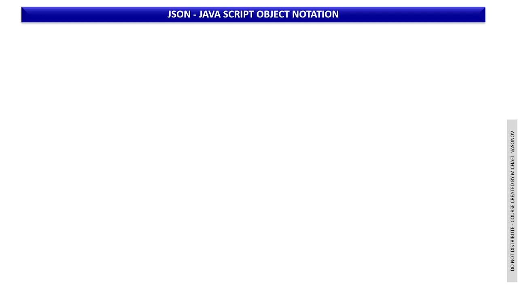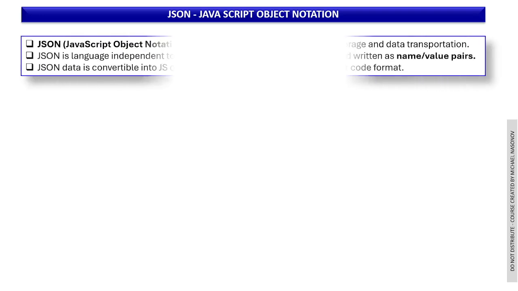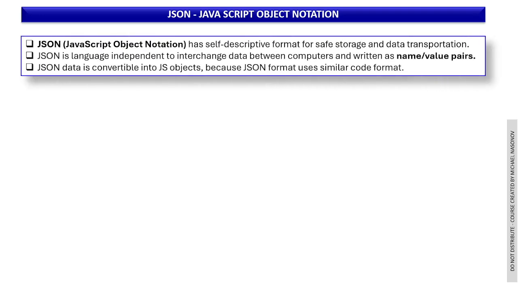JSON, JavaScript Object Notation. JSON has a self-descriptive format for safe storage and data transportation. JSON is language independent to interchange data between computers and is written as name-value pairs. JSON data is convertible into JavaScript objects because the JSON format uses a similar code format.